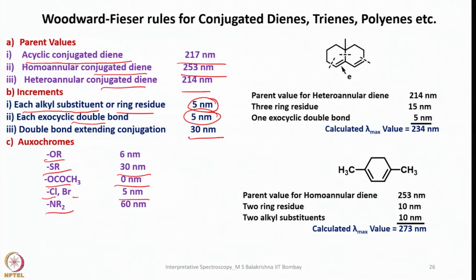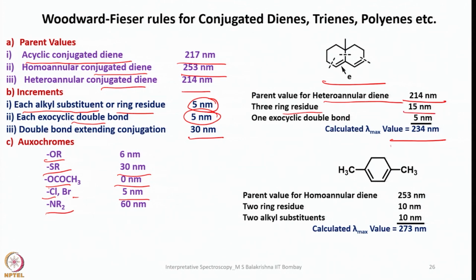So one typical example is given here, and the calculated value here comes to 234 nanometers by considering the heteroannular diene here, and then the 3 ring residues are there. So adding 5 for each ring residue, 3 are there, that is 15, and 1 exocyclic double bond is there, another 5 increment.